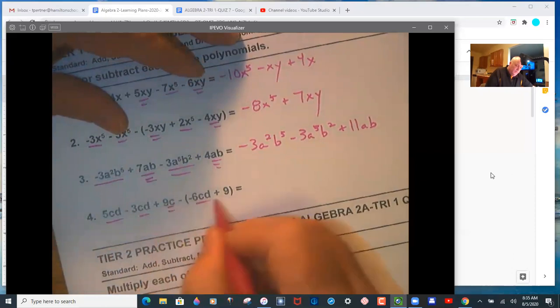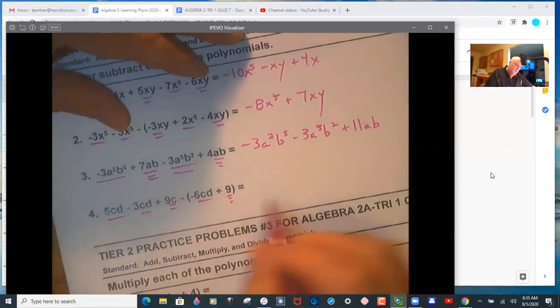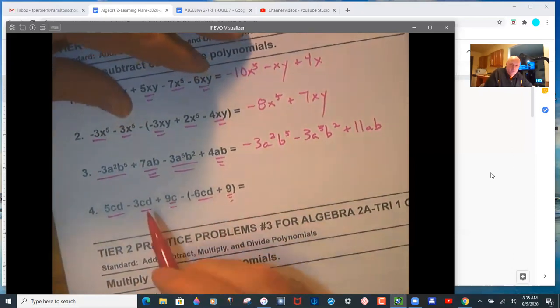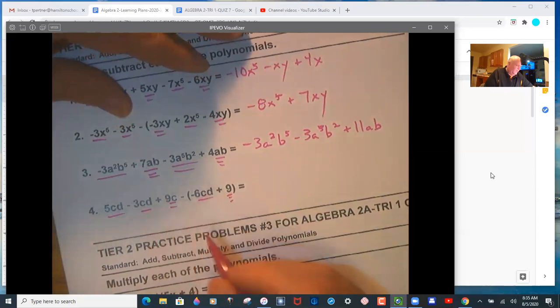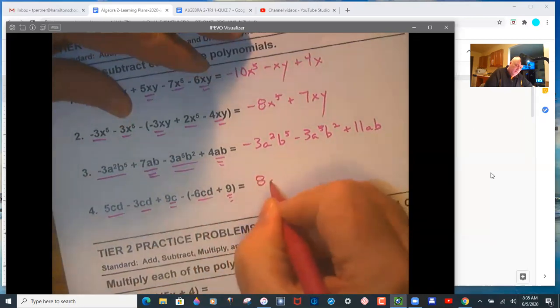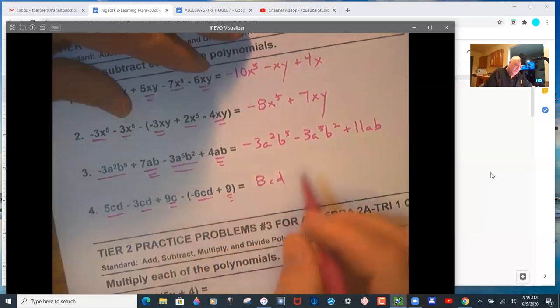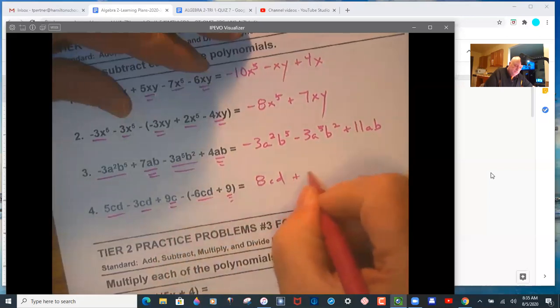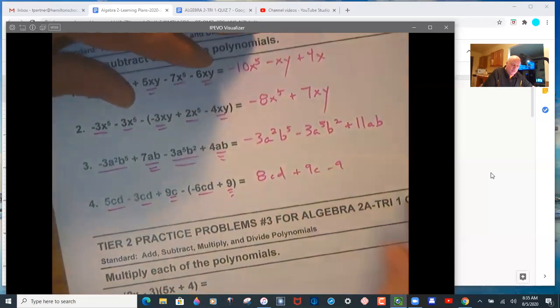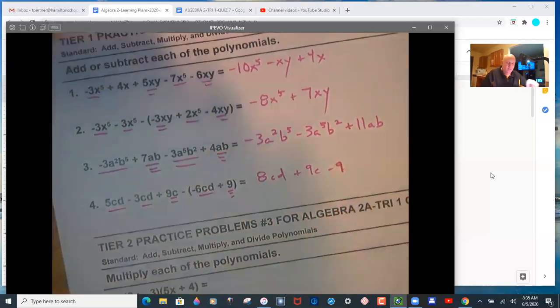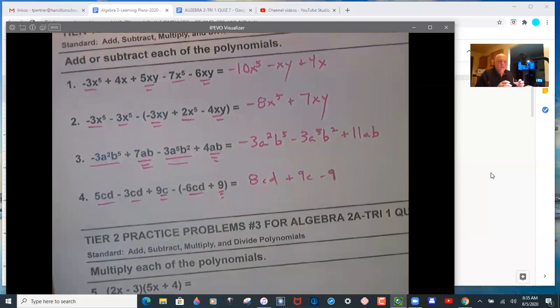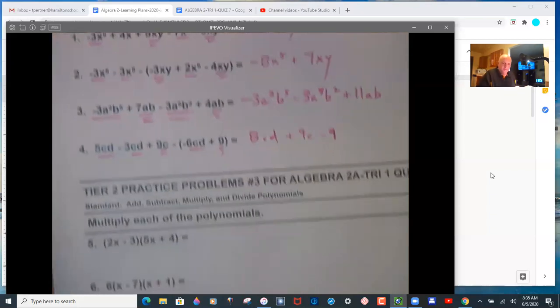Three like terms with the CD terms. So 2CD plus 6CD is 8CD. And then 9C minus 9. What are like terms? Just numbers, or a term that has the same variables with the exact same exponents on it.